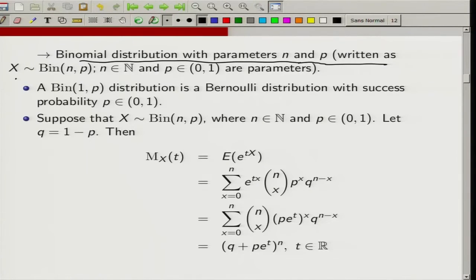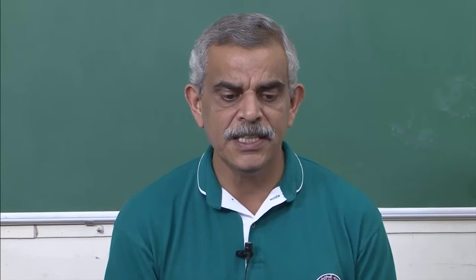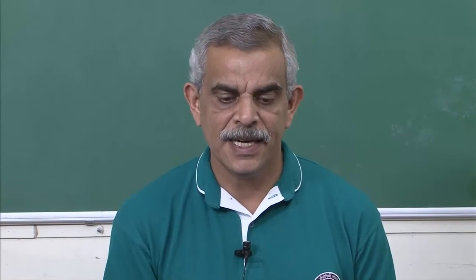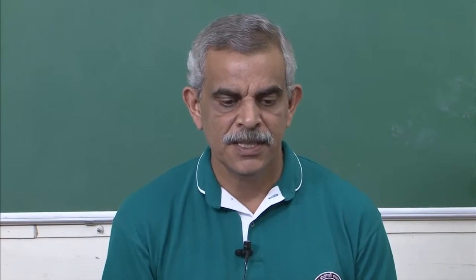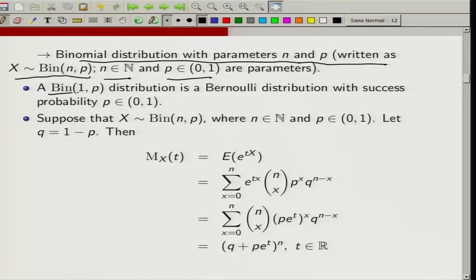And we write this as X follows binomial distribution with parameters n and p. Here n is any fixed natural number, and p belongs to 0 to 1, and these are the two parameters. So, the binomial distribution in a sense is a family of distributions. For each n and p, I get a different binomial distribution. Certainly, for n equal to 1, I have a Bernoulli distribution. So, a binomial (1, p) distribution is a Bernoulli distribution with success probability p.